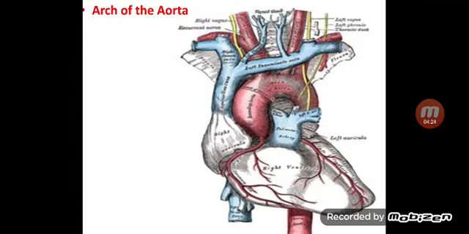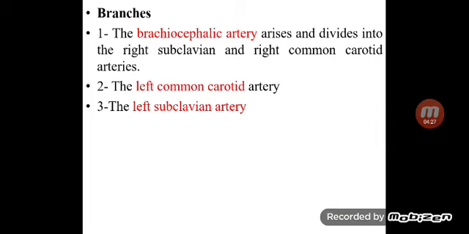So what are the branches of the arch of aorta? Three main branches. First is the brachiocephalic artery. It divides into the right subclavian artery and right common carotid artery. Second is the left common carotid artery. Third is the left subclavian artery. Three branches arise from the arch of aorta.